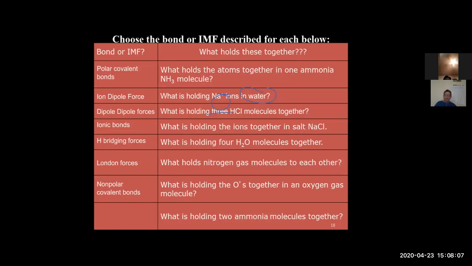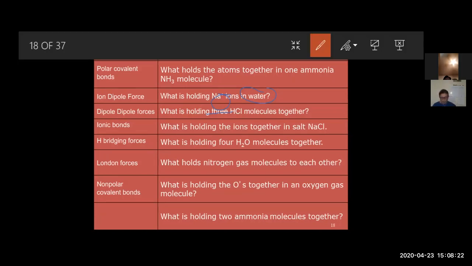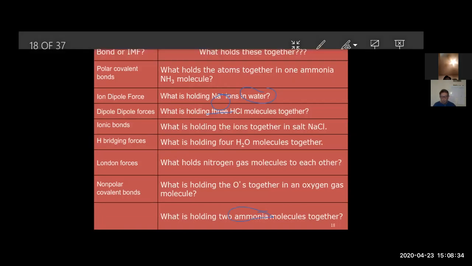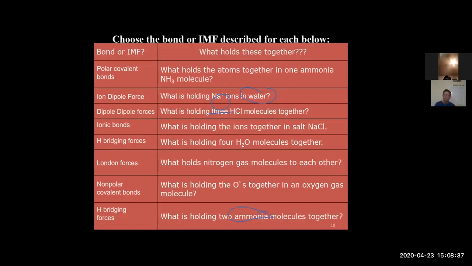Then finally, the last one, what is holding two ammonia molecules together? Intermolecular forces. We're dealing with two of them at the minimum. Okay, so ammonia, you might say, well, before I can answer it, I got to refresh my memory and figure out what is the formula for ammonia. Okay, so that's NH3, polar molecule, hydrogen bonded to nitrogen, hydrogen bridging.